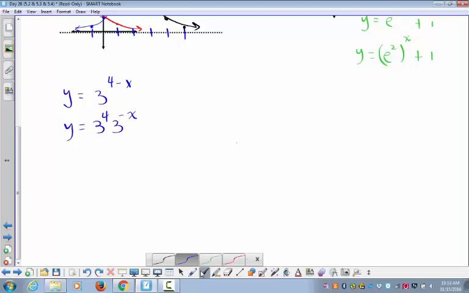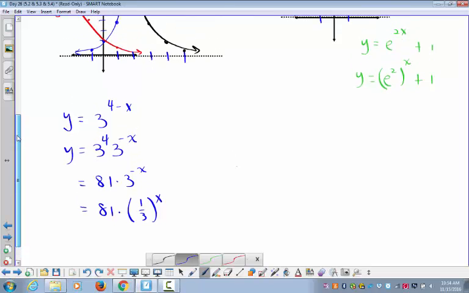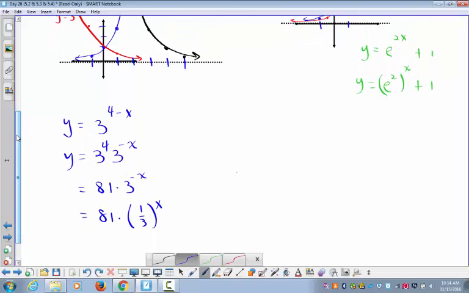So if you had those, everybody agree? Bases are the same, so you add the exponents. And then 3 to the 4th, that's 3 times 3, which is 9, and then 9 times 9 is 81. So 81, 3 to the negative x. And then if you wanted, you could get rid of that and make it 1/3 to the x. So you could say this is an exponential decay, 1/3 to the x, and then you vertically stretch it by a factor of 81. That would also be the same thing.